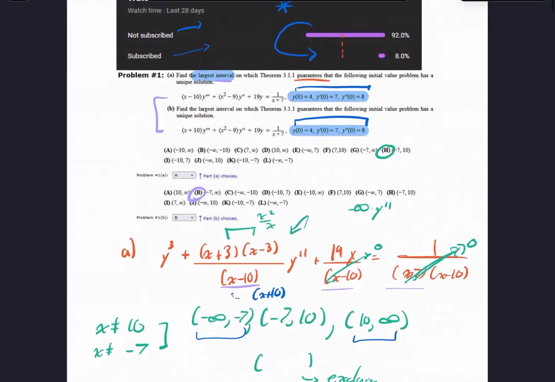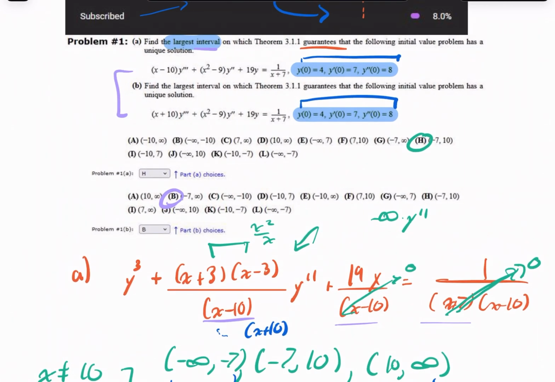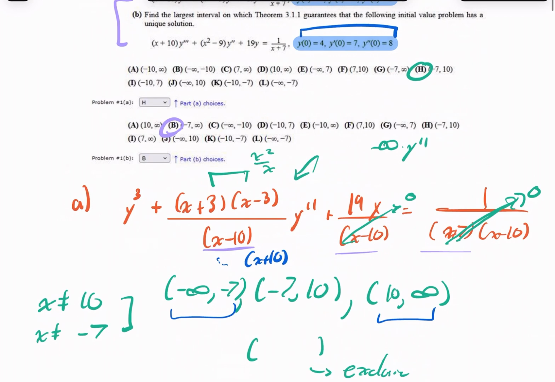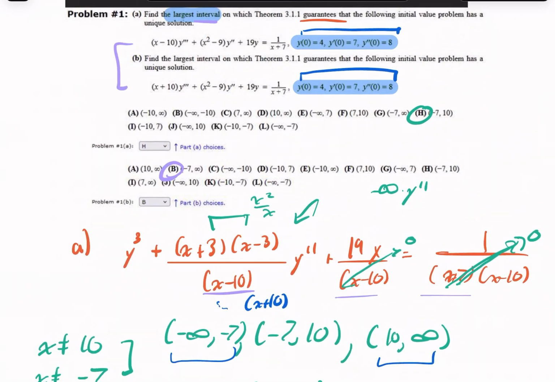Okay, so starting off with problem 1, I initially outlined that they're looking for the largest interval, and they're looking for the interval such that it guarantees a unique solution, okay? And the first thing that you do when you see a problem like this, you're looking for an interval, and the only way that you can really start to narrow out your options is if you understand what fits and what doesn't in that interval.